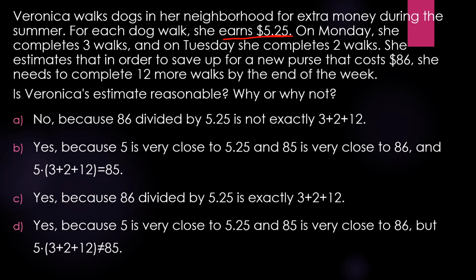And it looks like she did 3 walks on Monday and then she did 2 walks on Tuesday. So between those 2 days, she took a total of 5 dogs on walks. Okay, so she did 5 walks. And she earns $5.25 each time she walks a dog. So if we multiply this by 5.25, that's going to tell us how much money she already has saved. Okay, so let's multiply it.